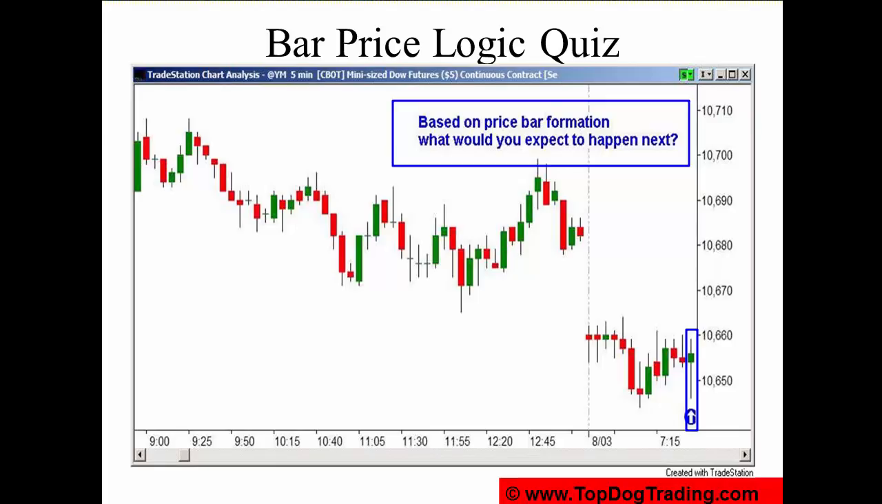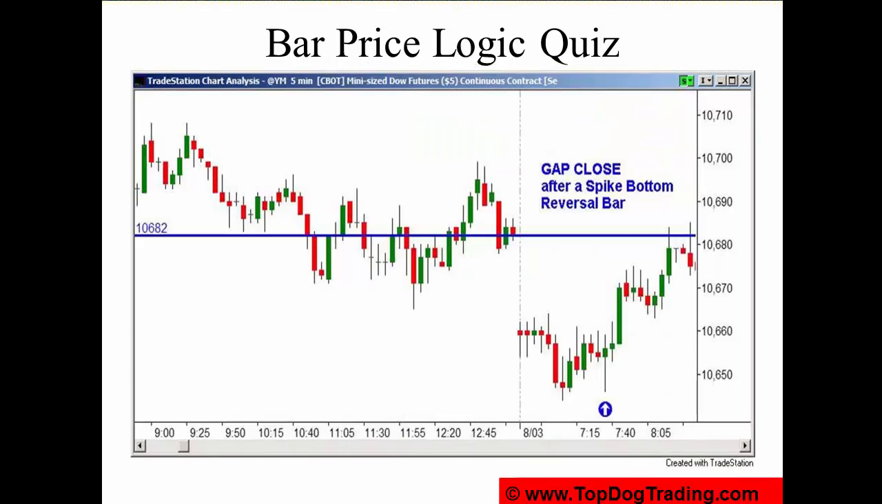And here we go. All right, so what does happen? Well, let's go to the next slide here, and you can see what happened. So if you said, I think the gap would close, okay, you were correct. The gap did close. But more importantly than getting the question right is why. Why would you expect the gap to close? Well, let me tell you, here's why.